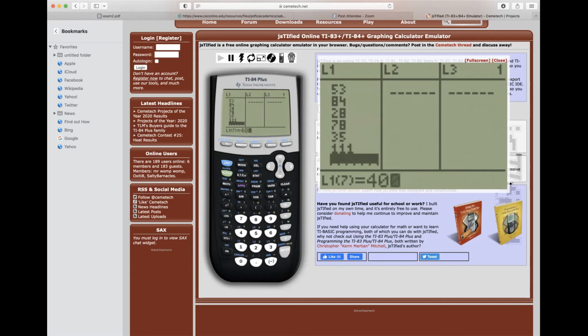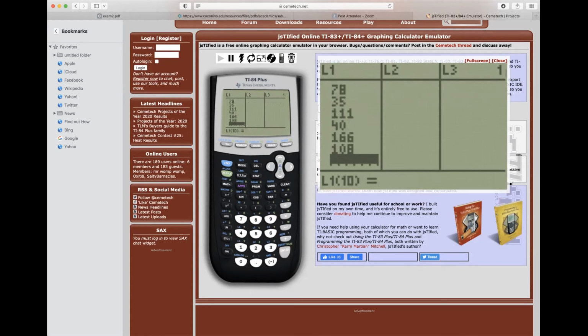We have 40. Give me 1 second. Let me delete this one. We have 40. Then we have 166, then 108, then 60, and 123. Then we have 87, then 84, then 74, 80, and 62, right? Okay, so you have your data.